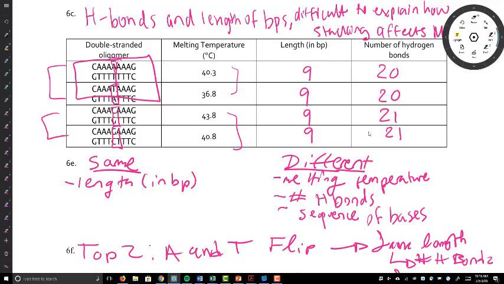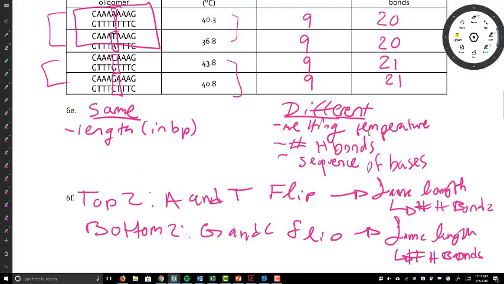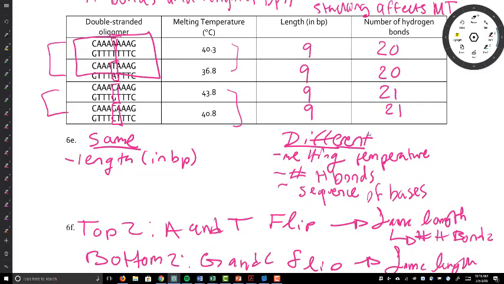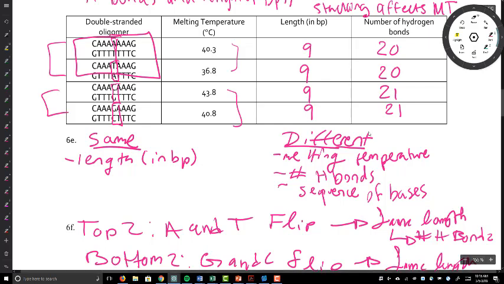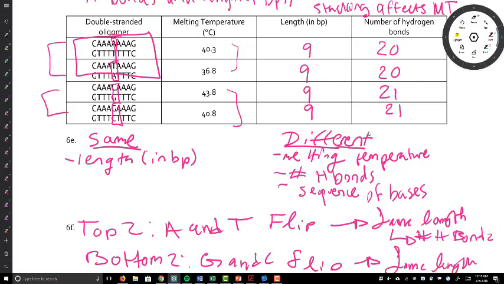And you guys picked up on that in 6F. That even within the same DNA sequence, you're just switching on what side the C and the G are, or what side the A and the T is. You're getting a significantly different melting temperature just from flipping the base pair around. And you would think if only length and hydrogen bonds mattered, you would get the exact same melting temperature. But when you switch around which side the C and the G are on, or the A and the T, you get a different melting temperature.